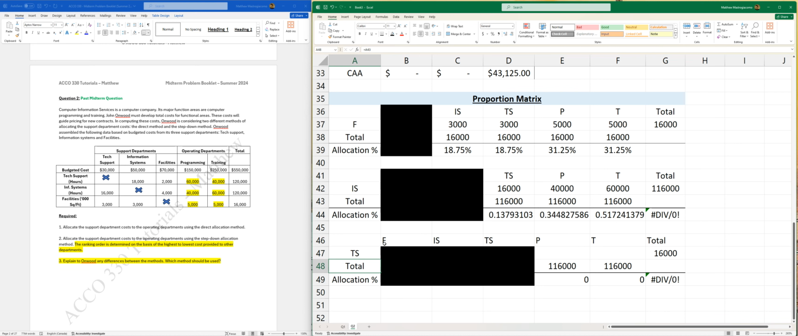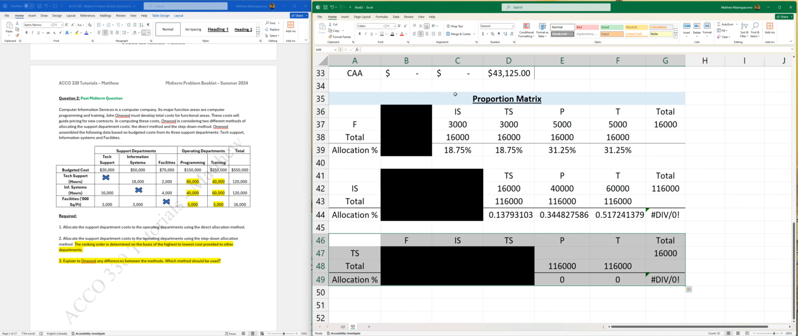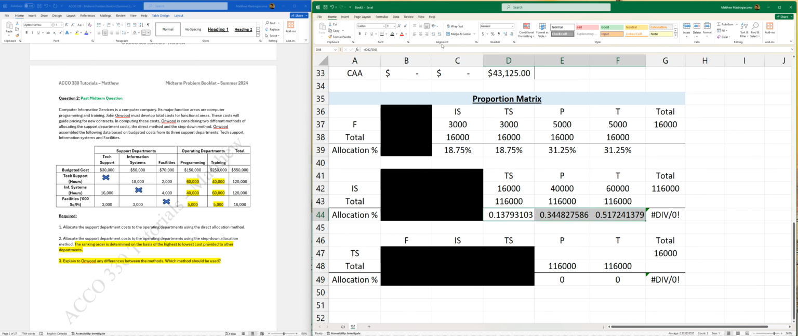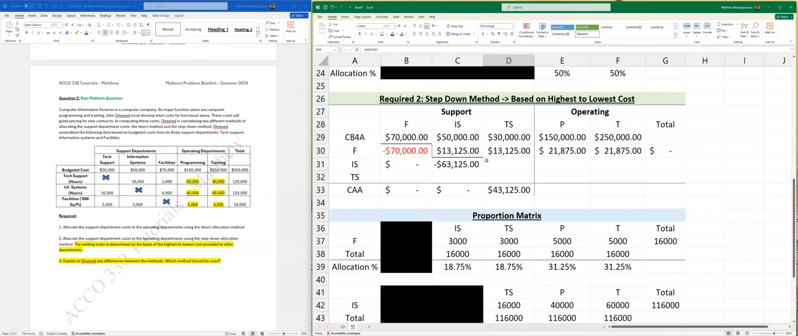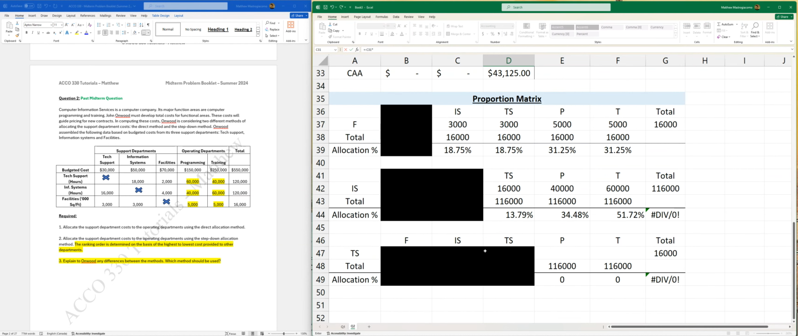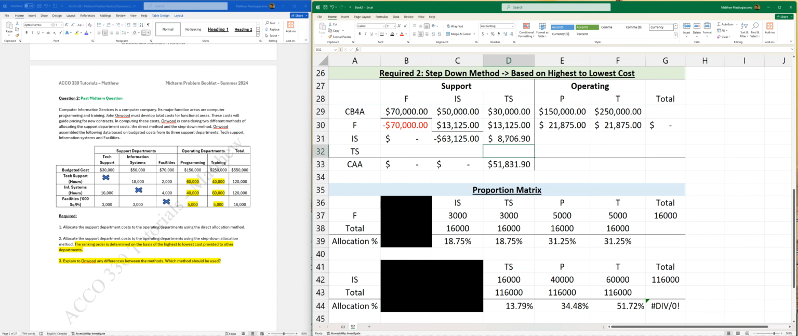All right, so going through this, we have our percentages here. That's where we were at. Now let's solve it. So let's round it. Well, not actually round it. You know, Excel never actually rounds it. So let's do it. We have 63,125 in cost. Tech support uses 13.79% of IS. So equals minus this times 13.79% roughly. That gives you 8,706.9.